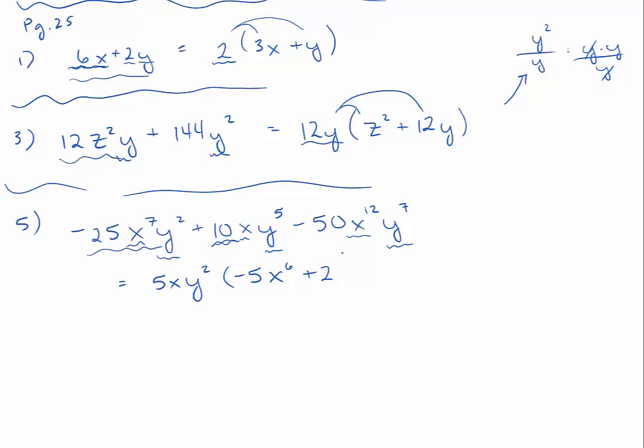X divided by x is 1, so I'm not going to put that down. I have y to the 5th divided by y squared. Since I'm dividing, and they're both y's, I can subtract their exponents. So 5 minus 2 is y cubed. And then I have a -50 divided by 5, so that's -10. X to the 12th divided by x, that's just x to the 11th. 12 minus 1 is 11. And then y to the 7th divided by y squared, 7 minus 2, so that's y to the 5th.